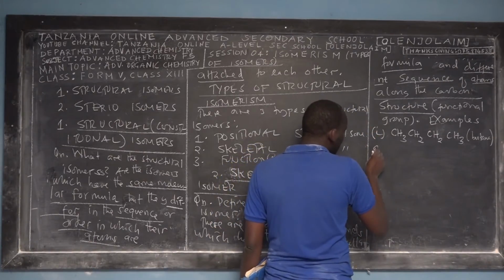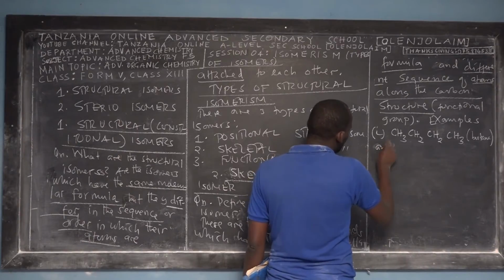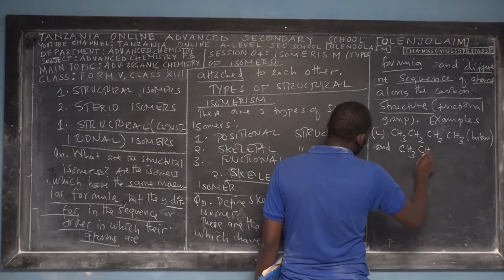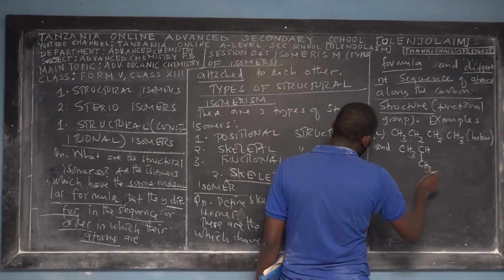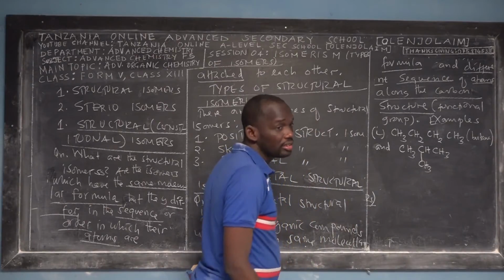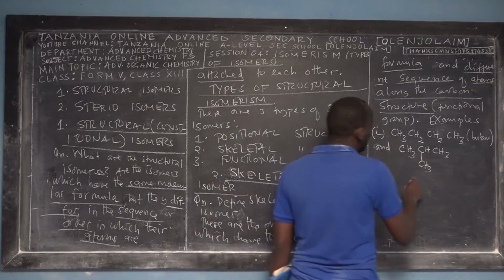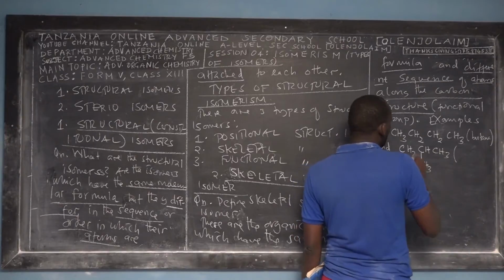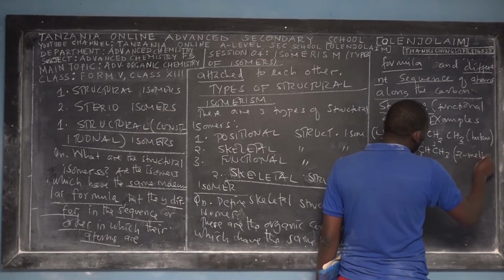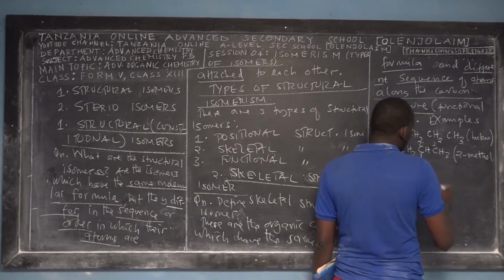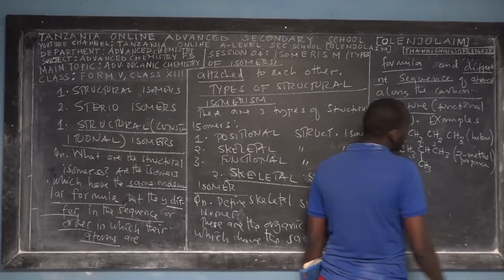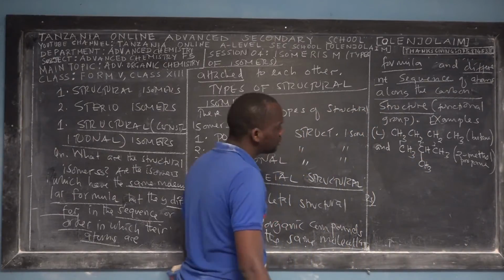And another one has the same molecular formula, CH3, CH. Then here we have methyl, and then here we have CH3. Right? So how do you name this one? Even the nomenclature is quite different. So it will be 1, 2, 3. So it will be 2-methyl propane. Right? So this is the example of skeletal.